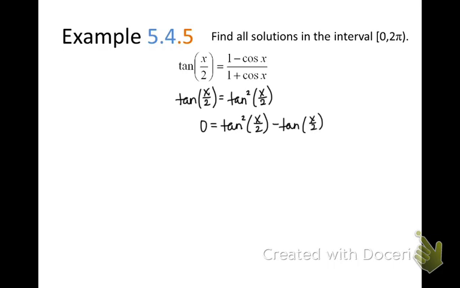Now what can I do? Pull out a tangent. Yep. So at this point I can say, well, this is the tangent of x over 2 times the quantity tangent of x over 2 minus 1. Now what can I do? Set them both equal to 0. So from this I'm going to get that the tangent of x over 2 could equal 0. From this I'm going to get that the tangent of x over 2 could equal what? 1.